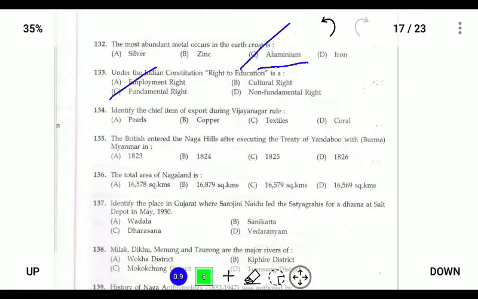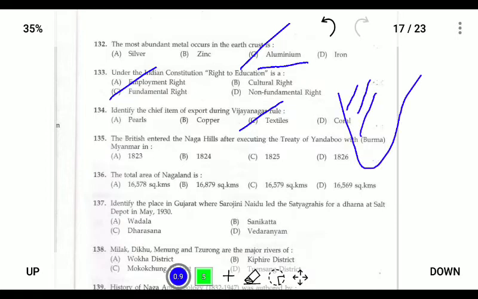Next, 134. Identify the chief item of export during the Vijayanagar rule. So, during the Vijayanagar rule, the most important export was textile, because India during that time was rich in textile due to the availability of black soil in the southern part of the region, and the Vijayanagar kingdom was also located in the southern part of the region.